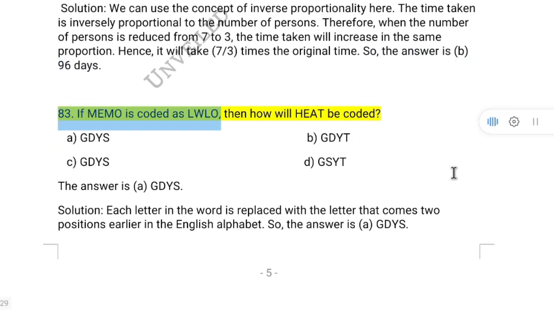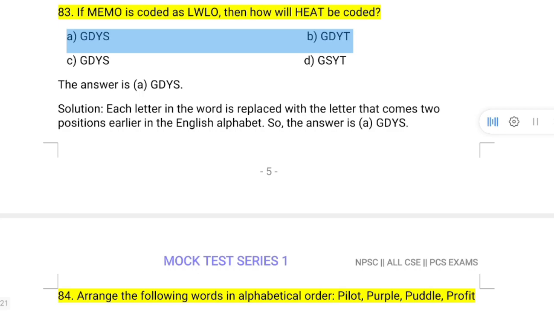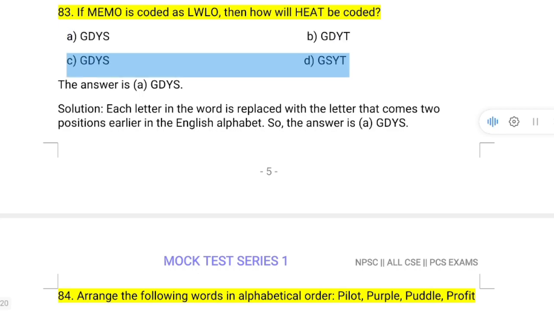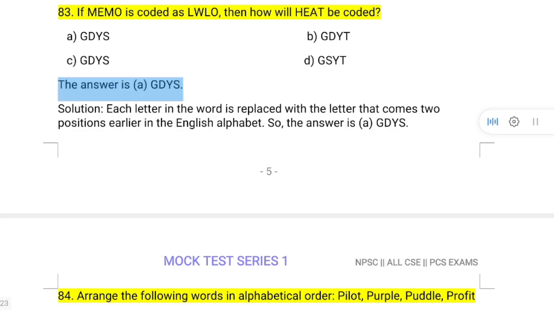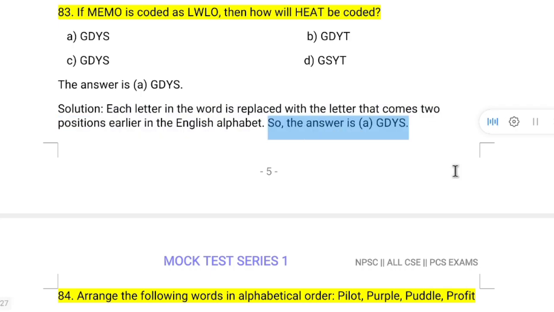96 days. 83. If memo is coded as LWLO, then how will heat be coded? A. GDYS. C. GDYT. The answer is A. GDYS. Solution. Each letter in the word is replaced with the letter that comes 2 positions earlier in the English alphabet. So the answer is A.